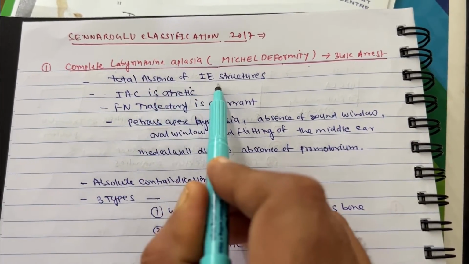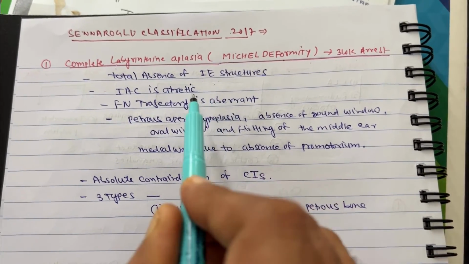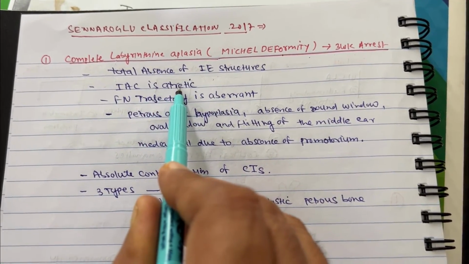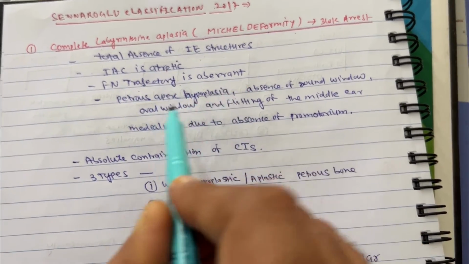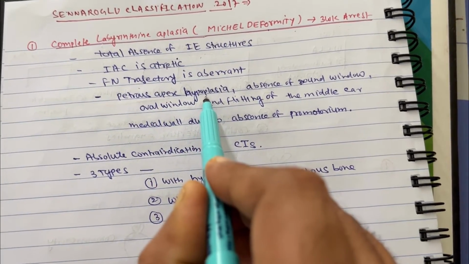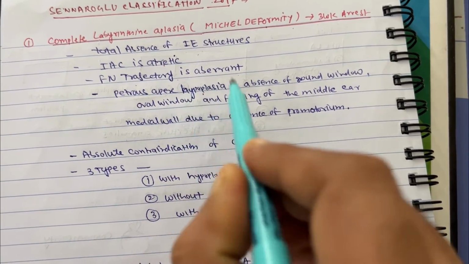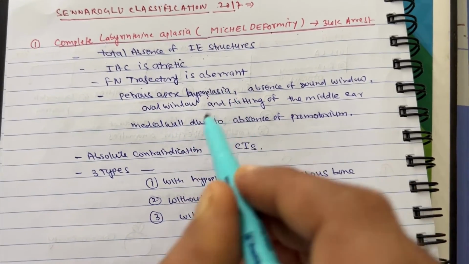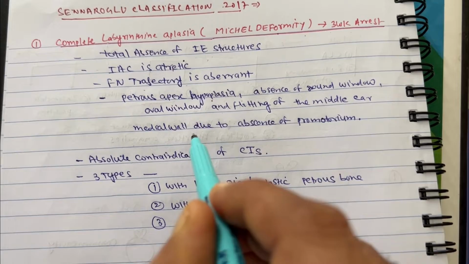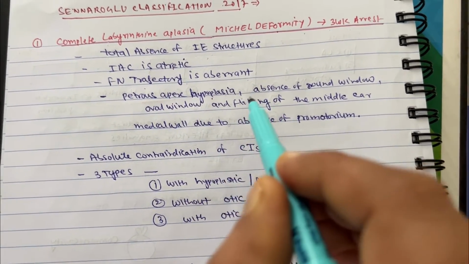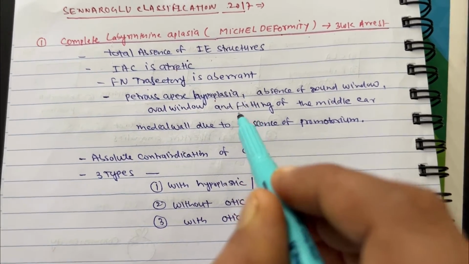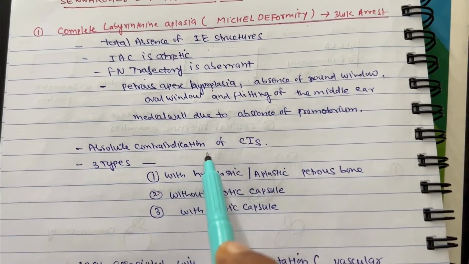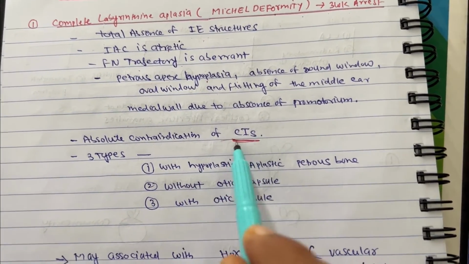There is total absence of inner ear structures. The internal auditory canal is atretic or absent. The facial nerve trajectory is aberrant. There is petrous apex hypoplasia, with absence of the petrous apex, or maybe the petrous wall also. The medial wall is completely absent, or the promontory is absent on CT or MRI. It is an absolute contraindication of cochlear implantation.